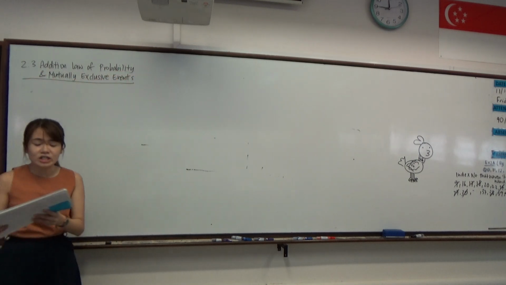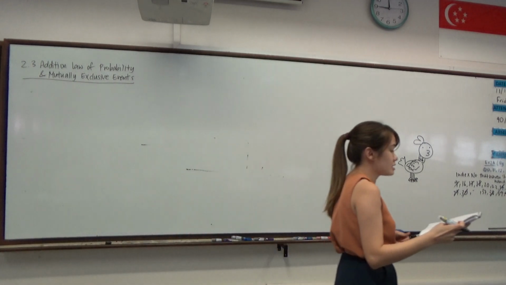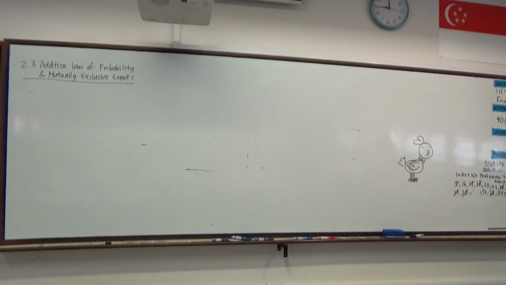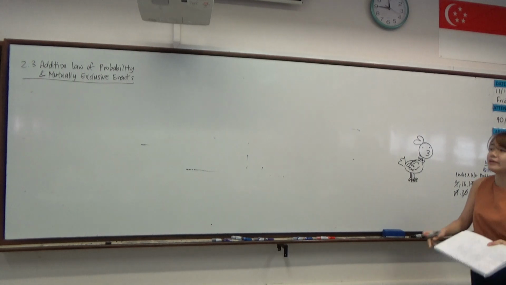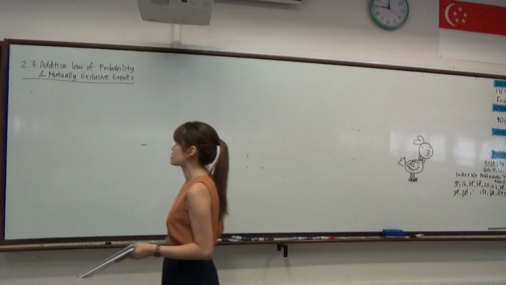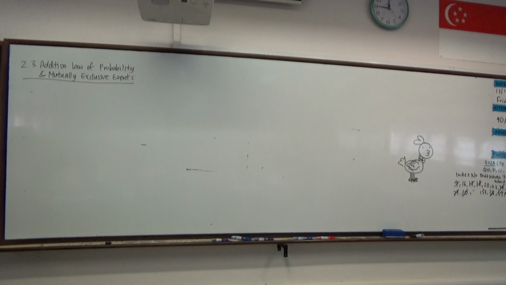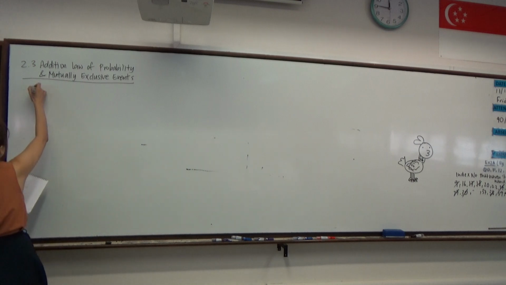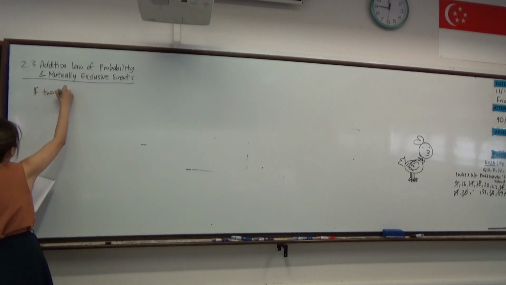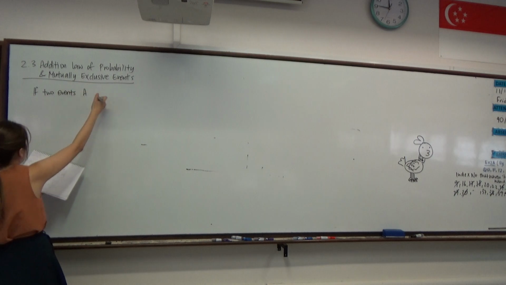Okay, we're going to look at addition of probability, something that's newer. First of all, we're going to understand what is the meaning of mutually exclusive events, and then after that, what the addition law actually implies. So if 2 events, for instance, we name them A and B.